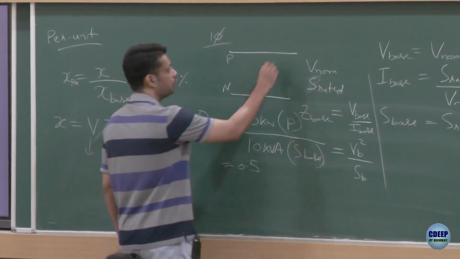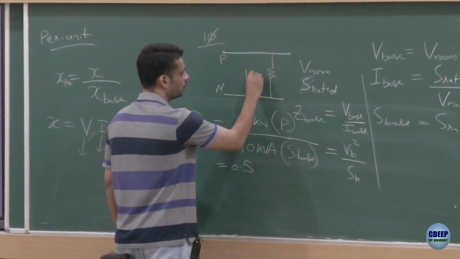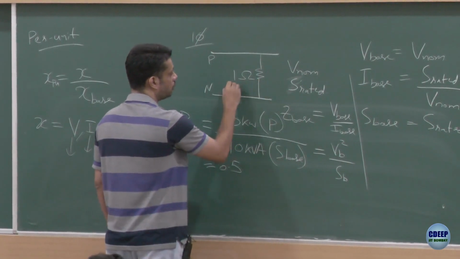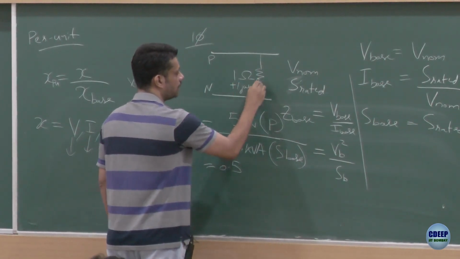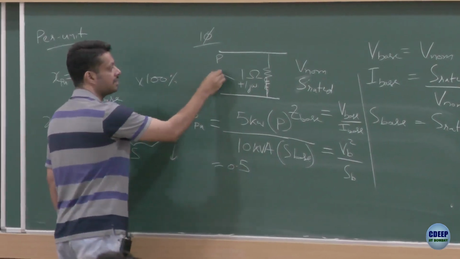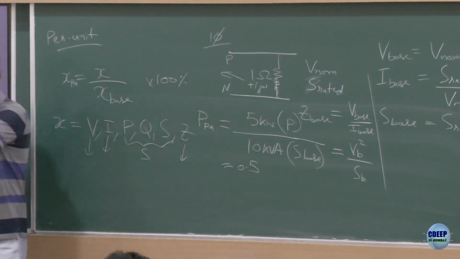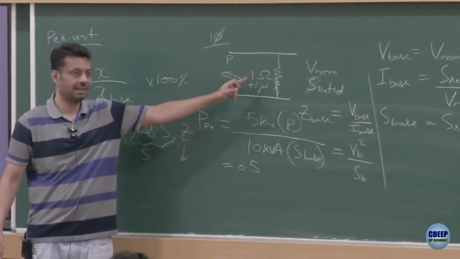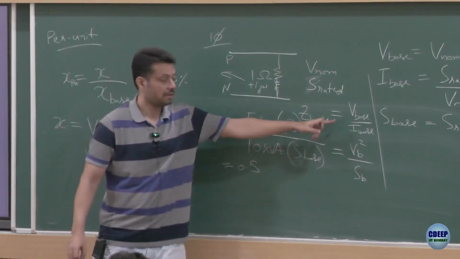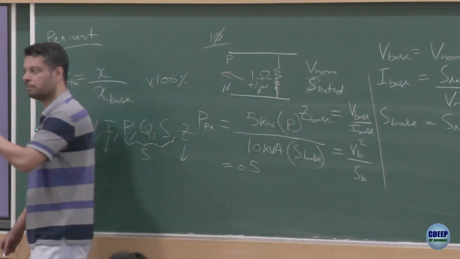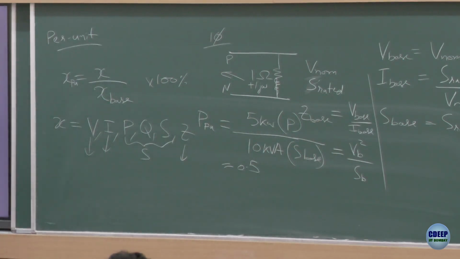So for example, if I connect a load of a certain value, 1 ohm or 1 ohm plus 1 j ohm, I can represent this in per unit form. How will I do it? The actual impedance Z divided by Z base will give me Z per unit, which will be real plus j times imaginary. So voltage, current, power P, Q, S, Z, all of these can be represented in per unit values. What is the advantage?